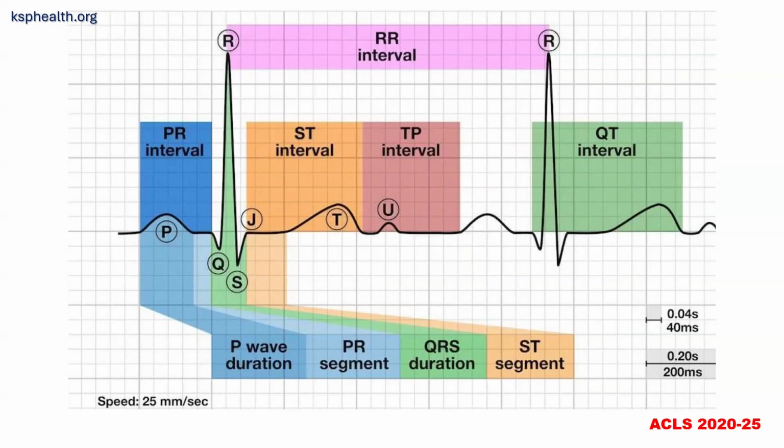Even though this looks very rudimentary, it's a very important concept to get in. The ST segment is the end of S to the start of the T wave. The ST interval is the end of the S wave to the end of the T wave, and the RR interval is between two R waves. The QT interval is the start of the Q wave to the end of the T wave. These are the important things: QT interval, PR segment, P wave duration, ST segment.